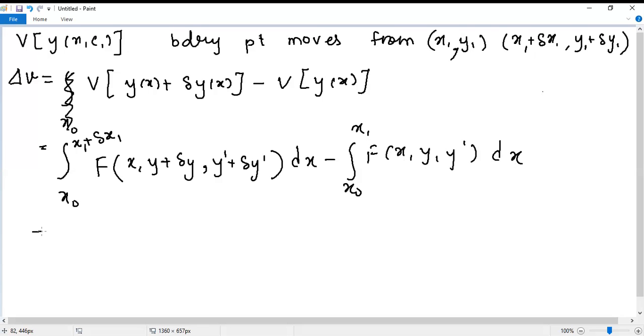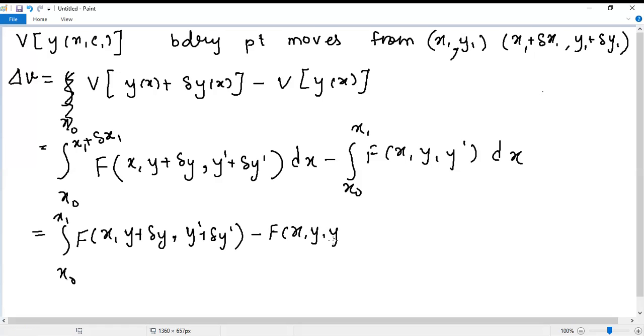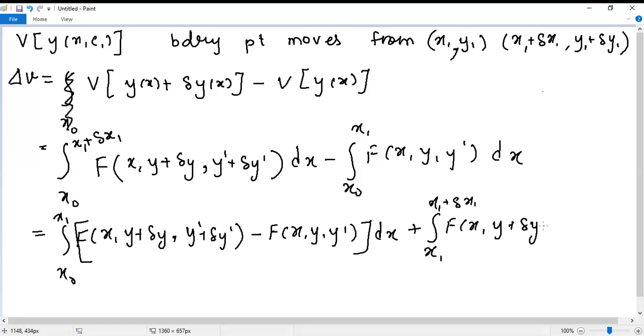Now this first term we can split and write as the integral from x naught to x1 plus the integral from x1 to x1 plus delta x1. So it is split into two terms, and the first term, the integral from x naught to x1, we can combine with this. So by using all that, this will be the integral of f of x, y plus delta y, y dash plus delta y dash minus f of x, y, y dash, into dx, plus the integral from x1 to x1 plus delta x1 of f of x, y plus delta y, y dash plus delta y dash dx.